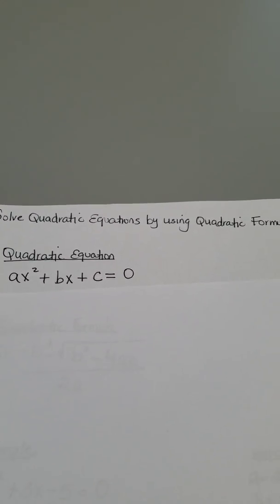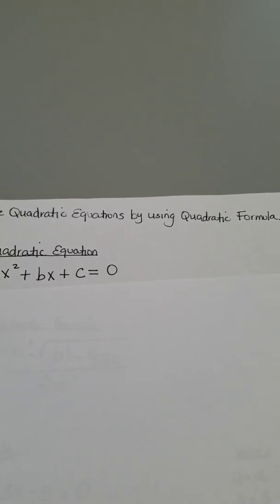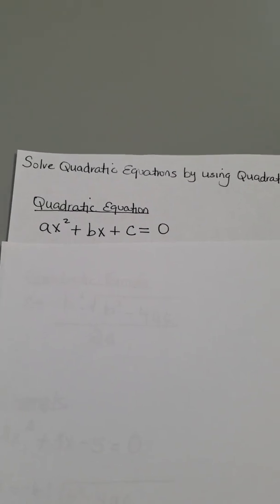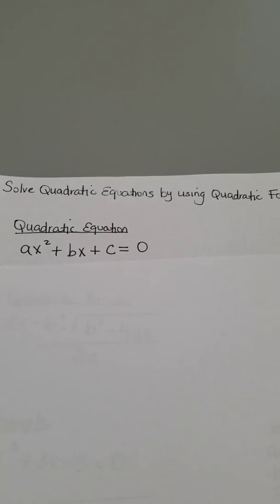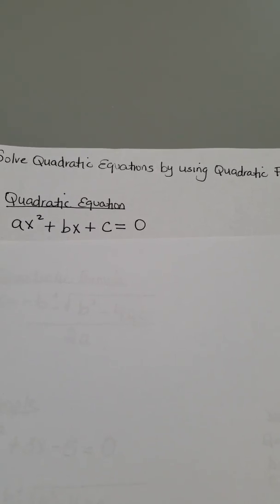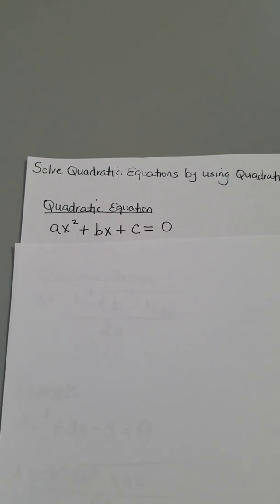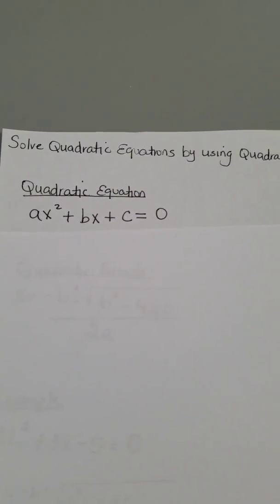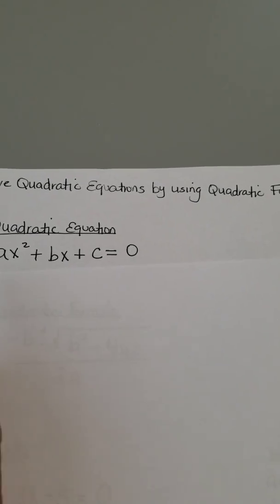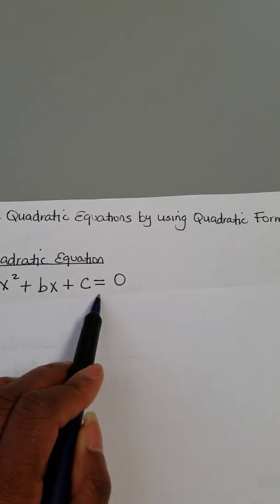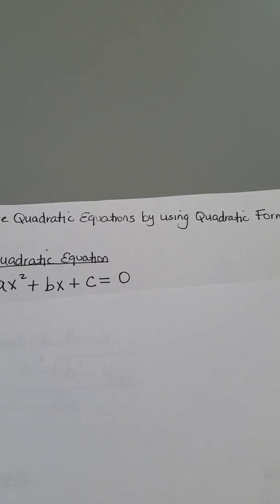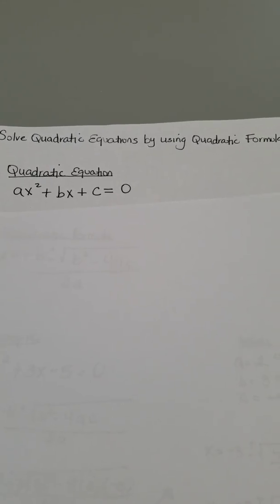Today I'm going to discuss how to solve quadratic equations by using the quadratic formula. Basically, a quadratic equation is an equation that has a square term in it, meaning that it has x squared. So the quadratic equation is ax squared plus bx plus c equals 0. What we want to do here is identify the values of a, b, and c in this quadratic equation. We also want to use the quadratic formula to solve the quadratic equation.